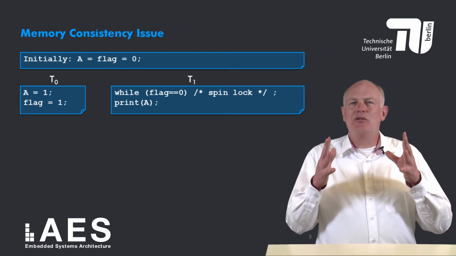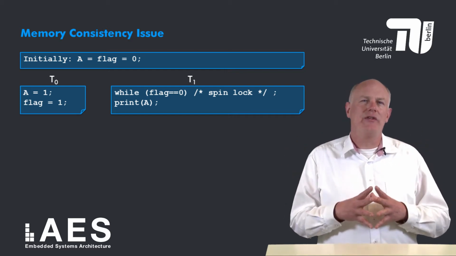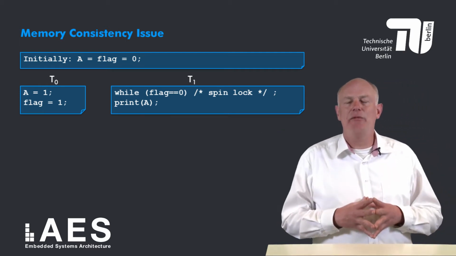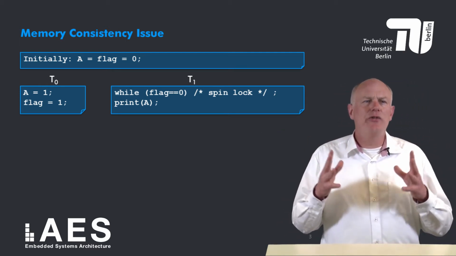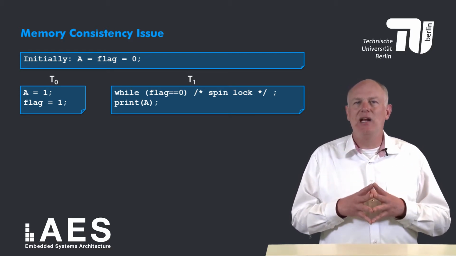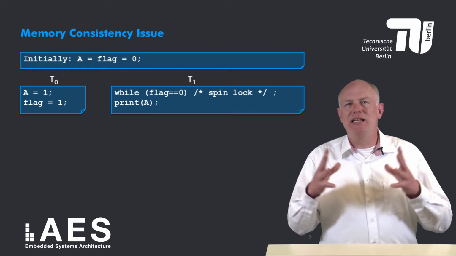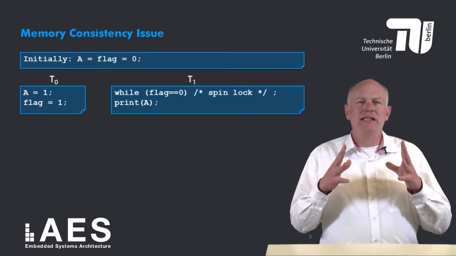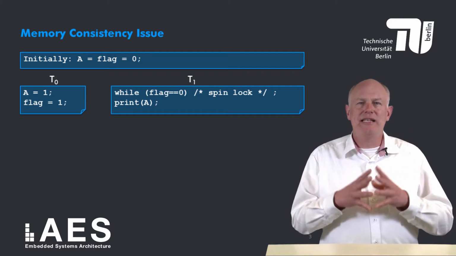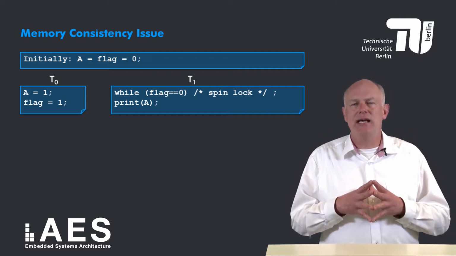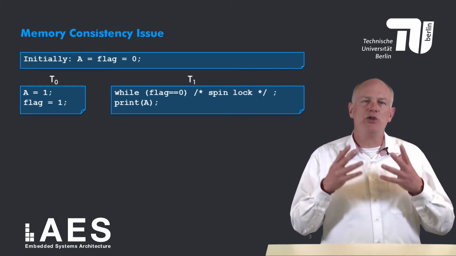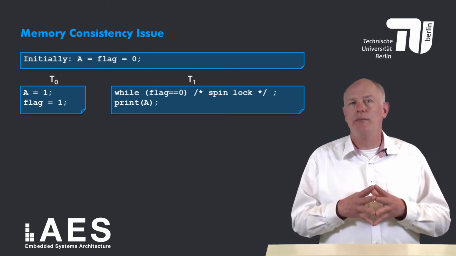Let's start by describing the memory consistency issue. This example we have seen several times before. 2 threads, T0 and T1, synchronize using a busy waiting loop. Thread T0 first sets A to 1 and then sets a flag, and thread T1 waits until the flag has been set and then prints A. Clearly, the purpose of this program is to print the value 1.